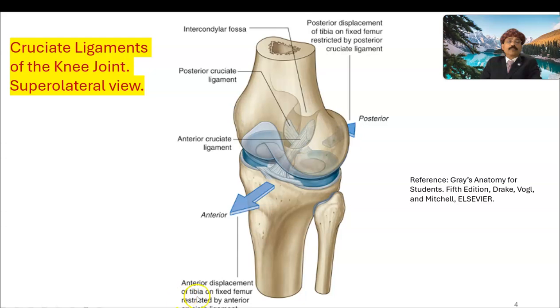Anterior displacement of the tibia on the fixed femur is restricted by the anterior cruciate ligament. Posterior displacement of the tibia on the fixed femur is restricted by the posterior cruciate ligament. We now learn the actions of the ligaments in a normal individual.